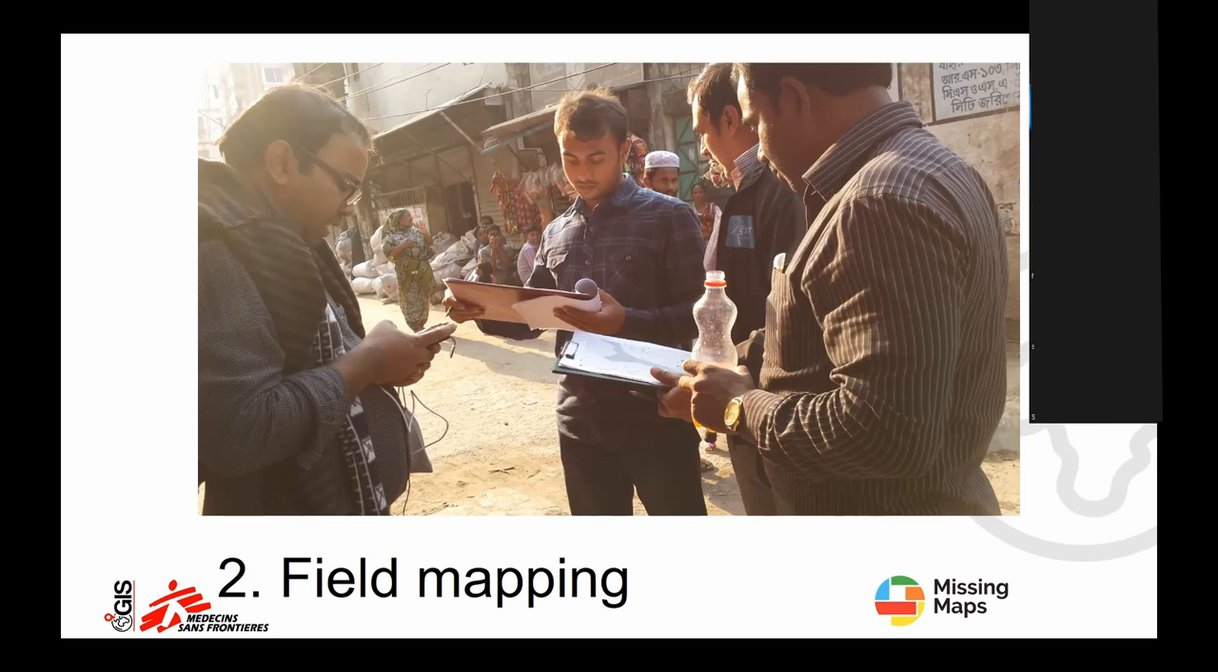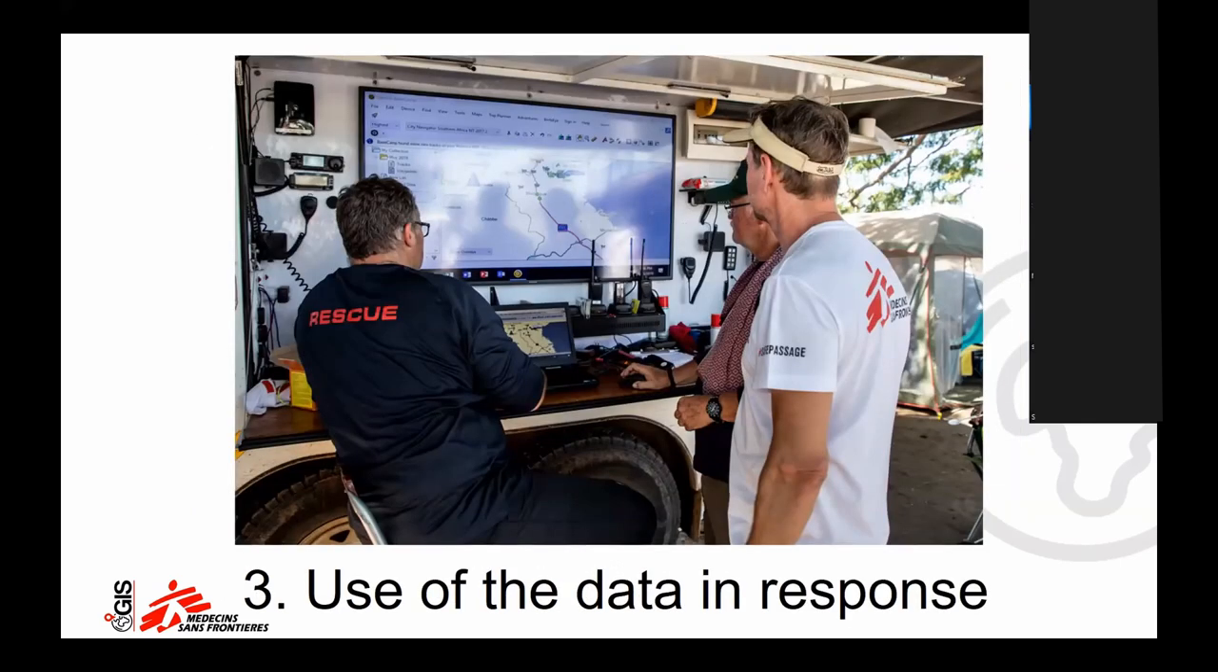Sometimes they also take GPX tracks because some of the tertiary roads are not yet in OpenStreetMap, or they would take points, for example, of the water sources, like our Watson team. And then thirdly, the use of the humanitarian data. This is in Mozambique after the cyclone Idai, preparing for the emergency response.